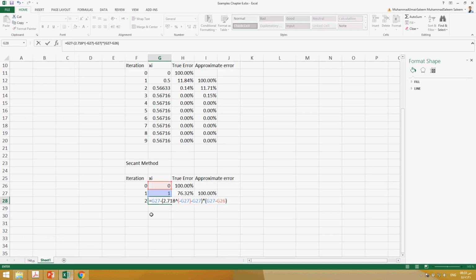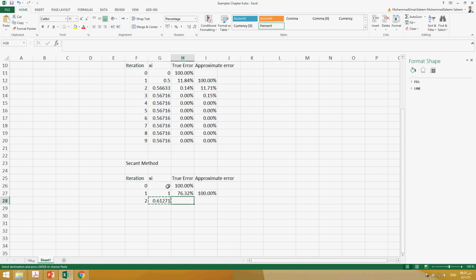So again, you can just copy all this expression here. This is actually the f(xi) divided by f(xi minus 1). From here, instead of G27, you have to make it G26, because this cell is actually xi minus 1. So if I just put a big bracket and press enter, now you can see this is the next value, xi plus 1, and then you can just compute the next values.